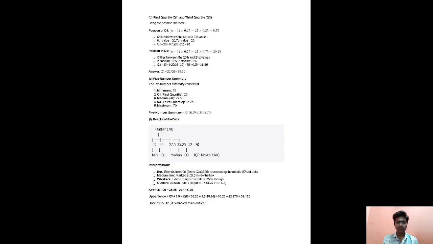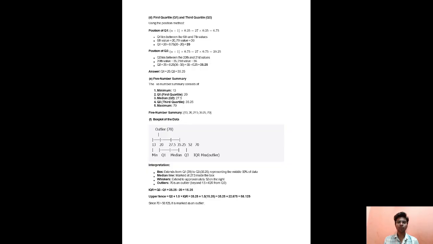Move on to the interpretation. The box extends from Q1 at 20 to Q3 at 35.25, representing the middle 50% of the data. The median line is marked at 27.5 inside the box. Whiskers extend to approximately 52 on the right. 70 is an outlier, beyond 1.5 times IQR from Q3.